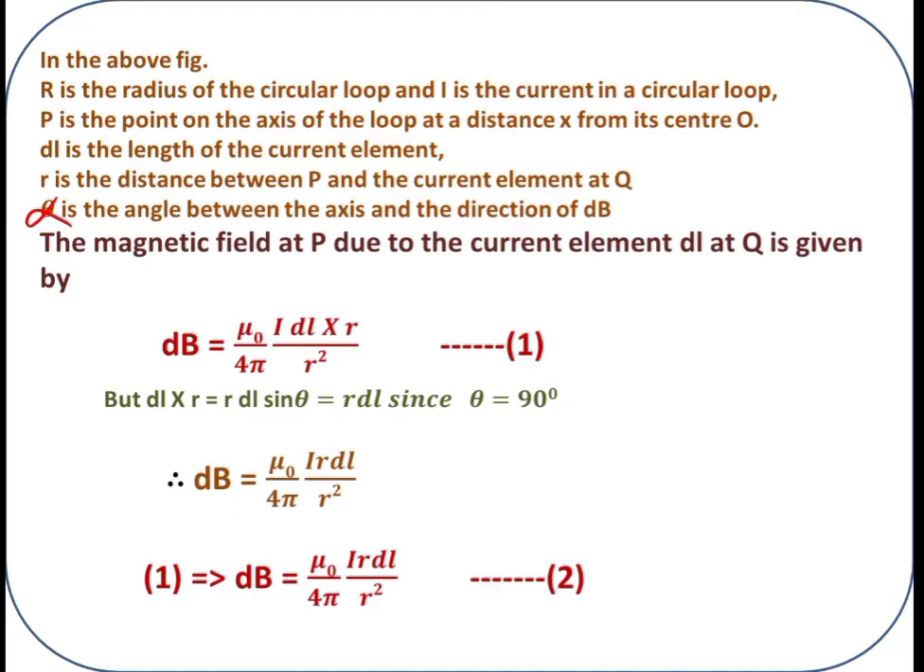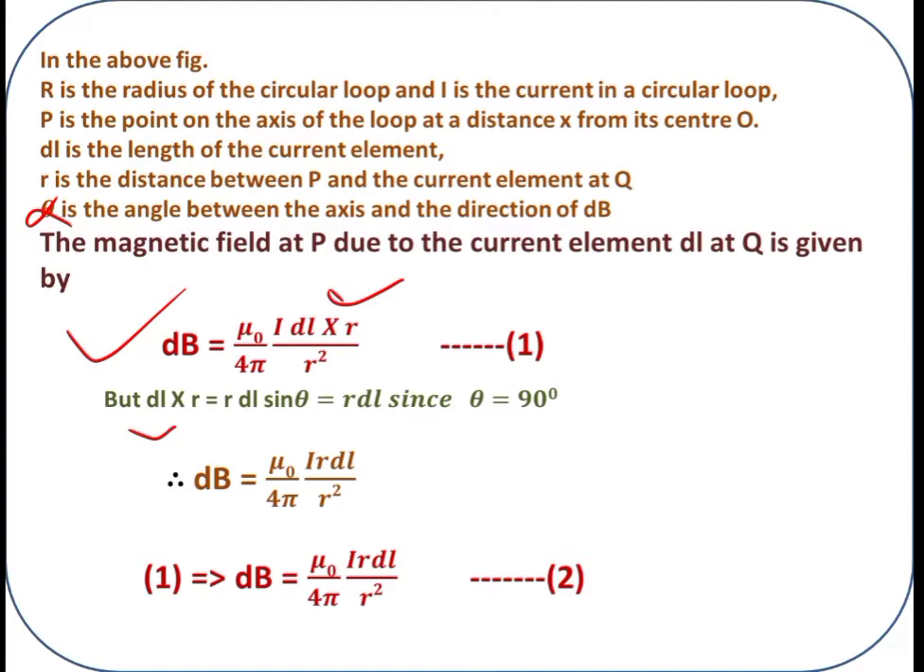The magnetic field at P due to the current element dl at Q is given by the expression we know, already we studied that law. According to the law, if we substitute the values, dB is equal to mu naught by 4 pi, I dl cross r divided by r square. So here dl cross r. What is that dl cross r?